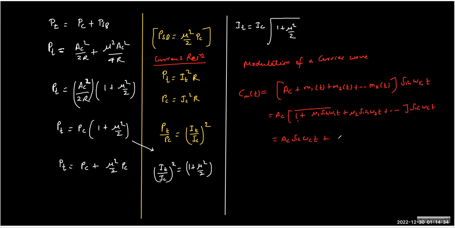Sidebands. And with every product, what will we get? Common sense. You'll get mu1 AC by 2, sine of the difference, and then the sum. Sir, it's a cos, right? Yes, it's cos. Just a minute.